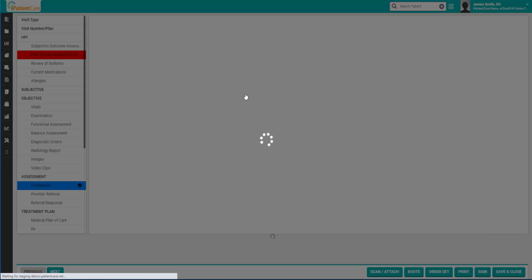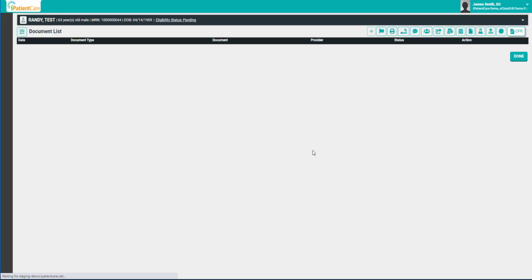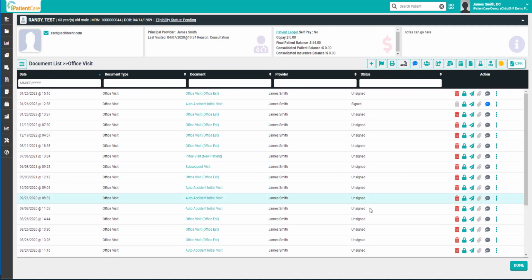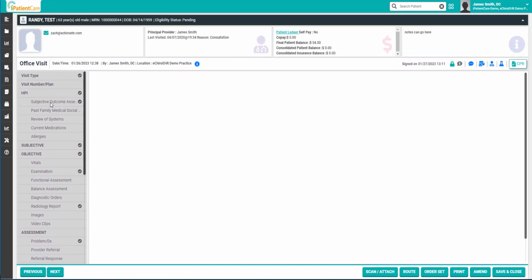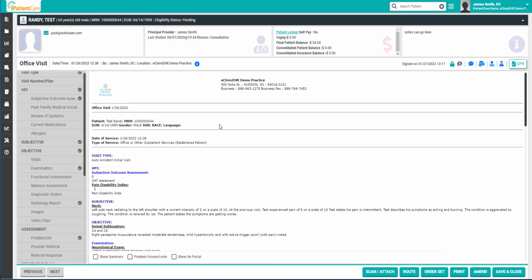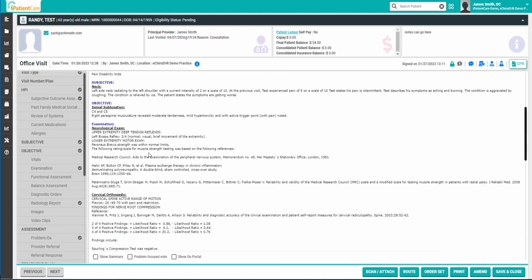Now, this note is unsigned, and so we could go ahead and make changes in this note. However, if we were to click on a signed note, such as this one here, we will be unable to make any changes to that particular note, and you'll see everything is grayed out, but it will allow us to view the note.